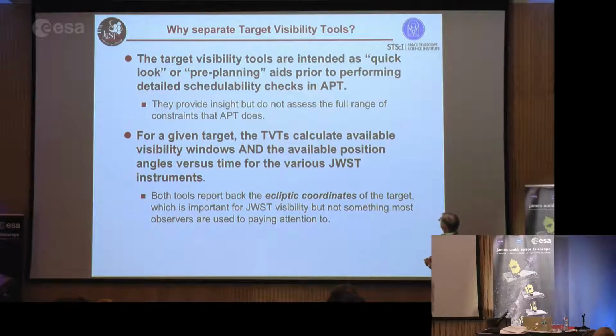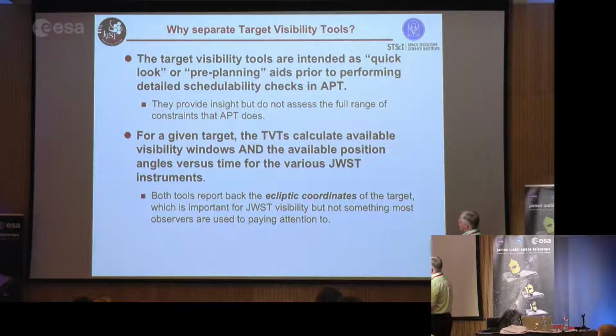So the target visibility tools are really just a quick look tool. They're not looking at guide stars. They're not looking at any special requirements that you may end up putting on your observation. But in reality, they may be helping you figure out whether you need to put special requirements on your observations when you get into APT in order to do exactly what your observation, your science case, may need.